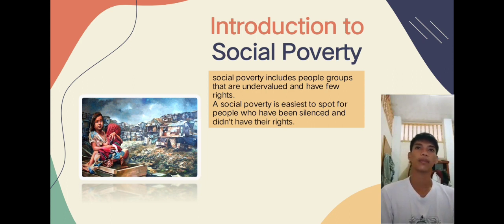Introduction to social poverty. Social poverty includes people groups that are undervalued and have few rights. Social poverty is the easiest to spot for people who have been silenced and don't have rights.